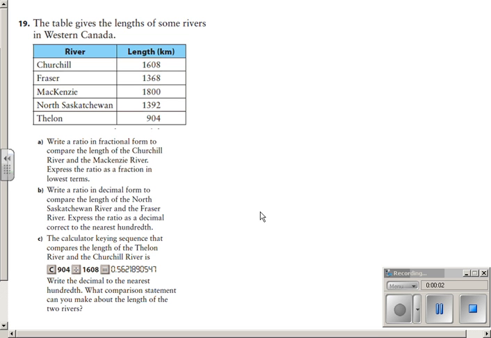Question 19. The table gives the lengths of some rivers in Western Canada: Churchill, Fraser, Mackenzie, North Saskatchewan, and the Thalon. It says write a ratio in fractional form to compare the length of the Churchill River and Mackenzie River. So we're going to go 1608 compared to 1800. This is going to be the Churchill compared to the Mackenzie.